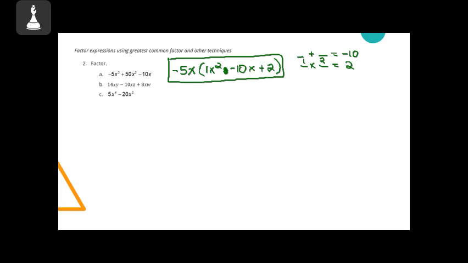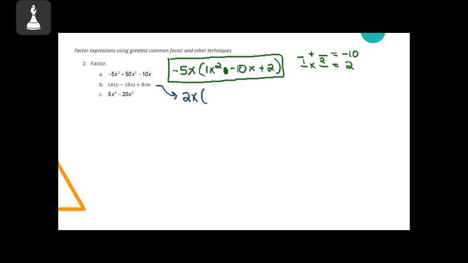Looking at B, 14xy minus 10xz plus 8xw. Well, I see that all the numbers are even, so I know I can at least divide them all by 2. And as I was reading them, I read an x in every single one of them, so I'm going to take out an x.